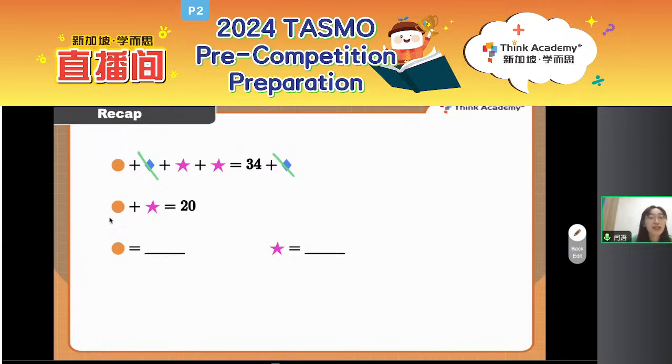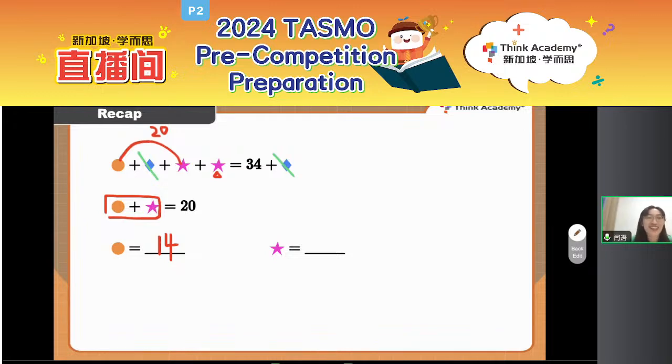Now for the following part, I think you are quite familiar with it. For the circle and the star, you can just take it as a group, right? The group is 20. So if the group is 20, then we have 20 plus star equals 34. So what about the star? What is 34 minus 20? Correct. That is 14.